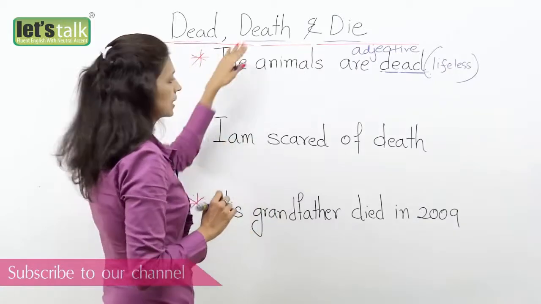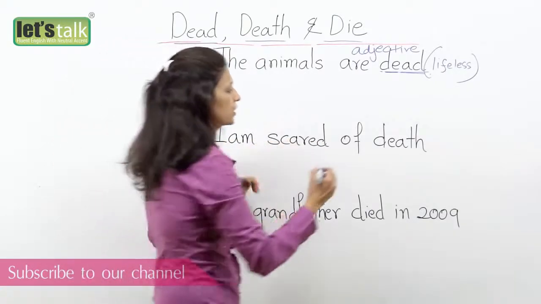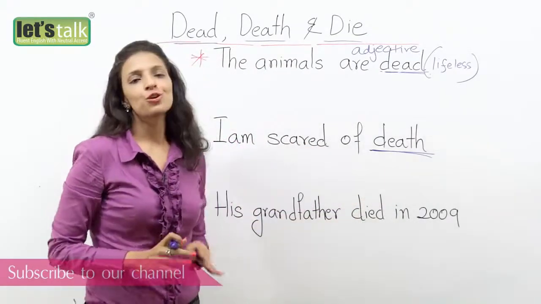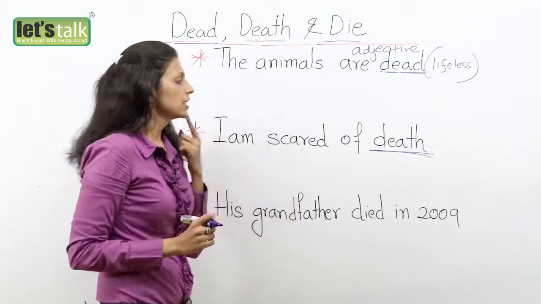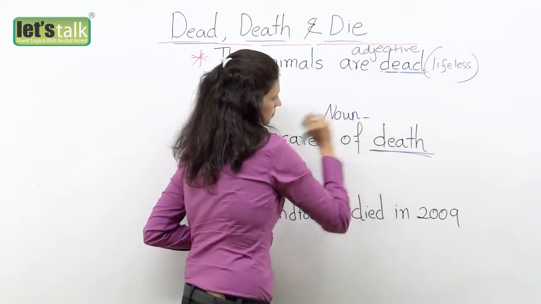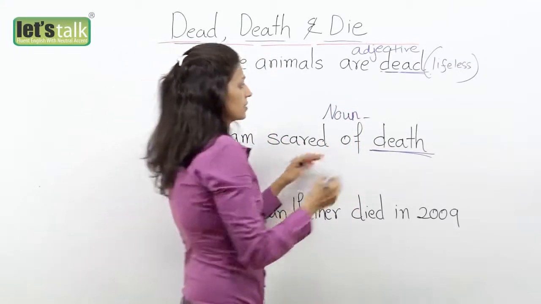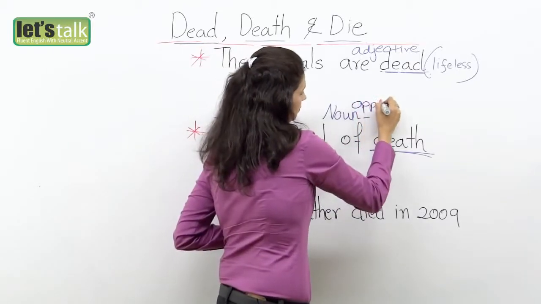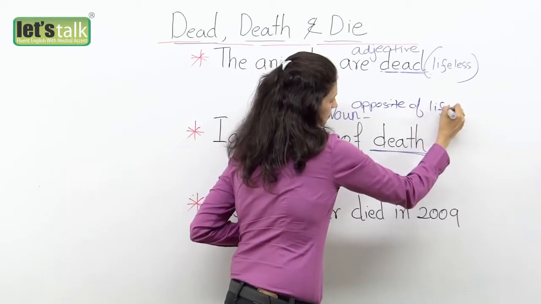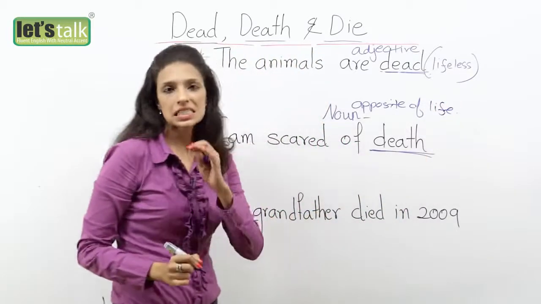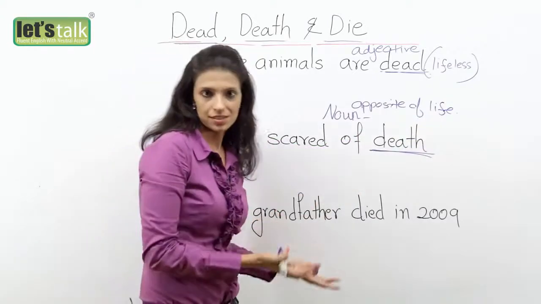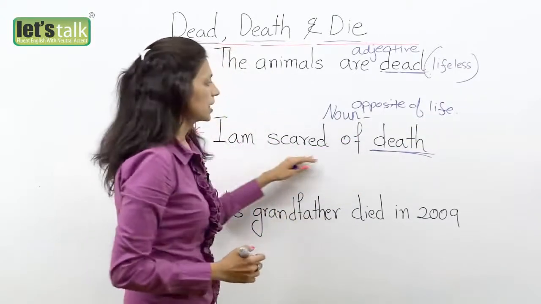Now the next one, death. I'm scared of death. Well, I actually am very scared of death. I'm sure most of us are scared of death. Now death is a noun, okay, that is opposite of life. Basically it's a state after life. So after life obviously there is death. So I'm scared of death.